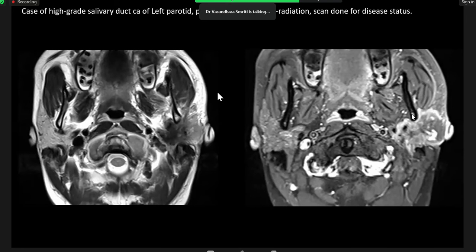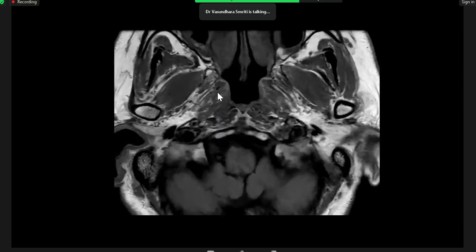So, a case of parotid carcinoma, which was extending beyond, medial to this mastoid tip. That means it was going into the mastoid groove. As we travel, lateral, sorry.